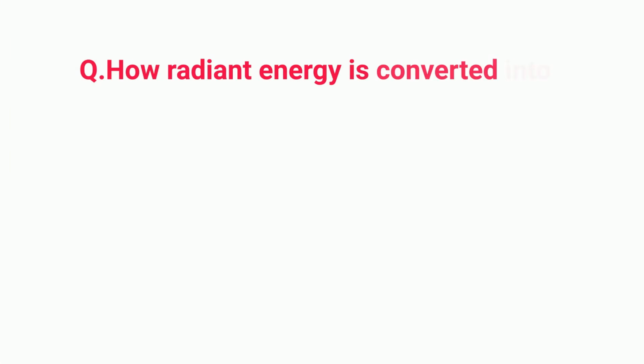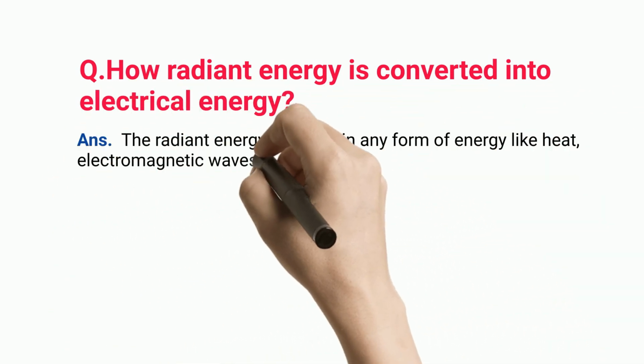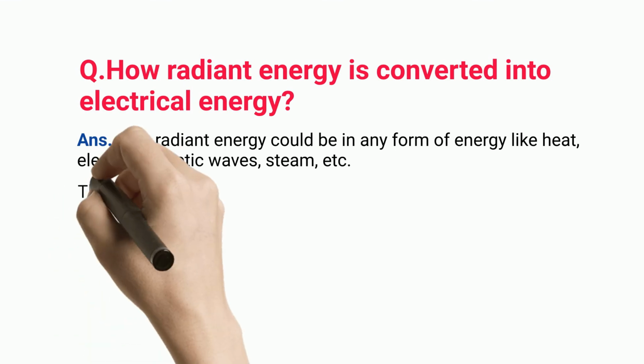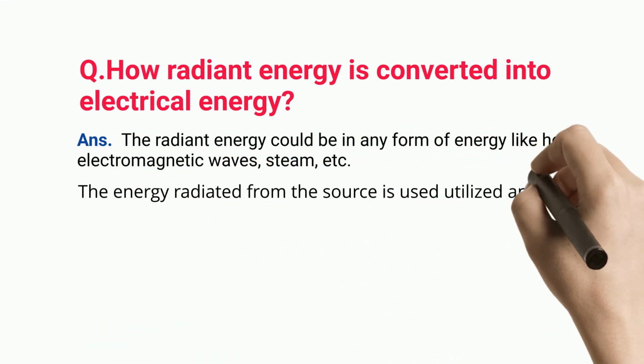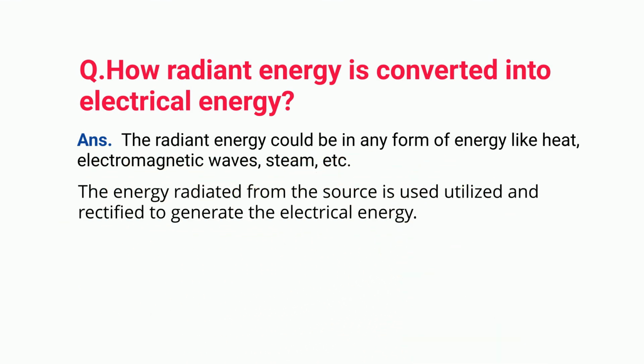Frequently asked questions. How is radiant energy converted into electrical energy? The radiant energy could be in any form of energy like heat, electromagnetic waves, steam, etc. The energy radiated from the source is utilized and rectified to generate the electrical energy.